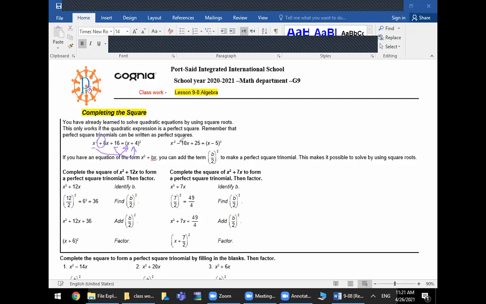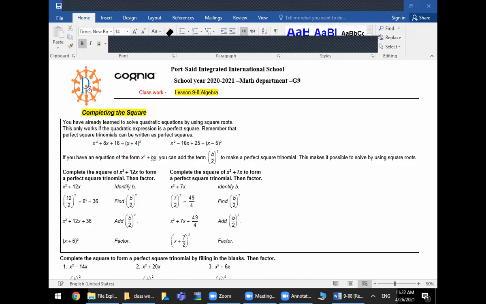What if we have a negative number? Then it will be the square root of the first, the square root of x to the power of 2, equal to x. The square root of 25 is equal to 5. And the sign in the middle, which is negative. Now we have a trinomial and we are looking for the third term.